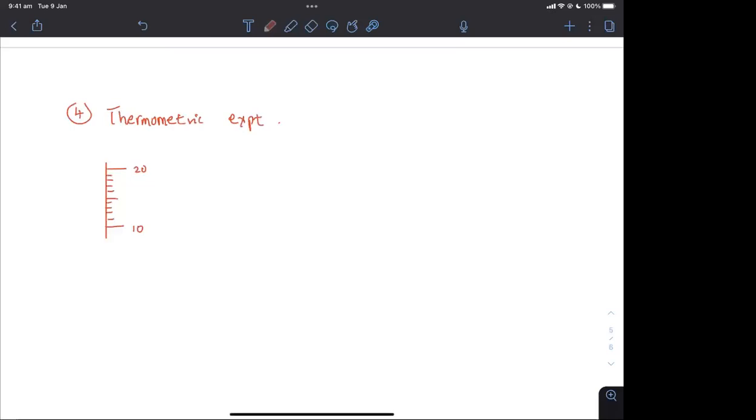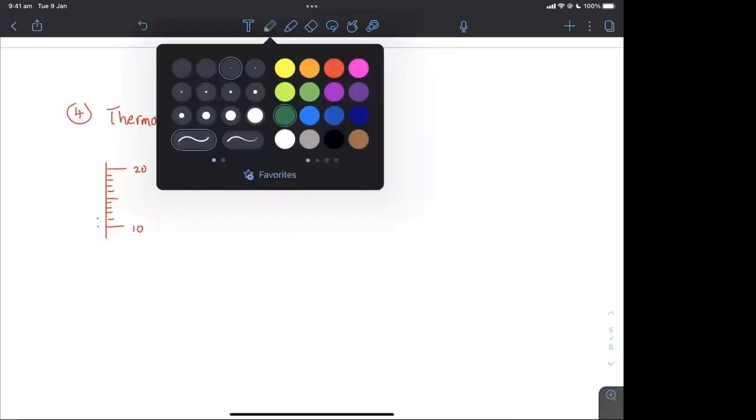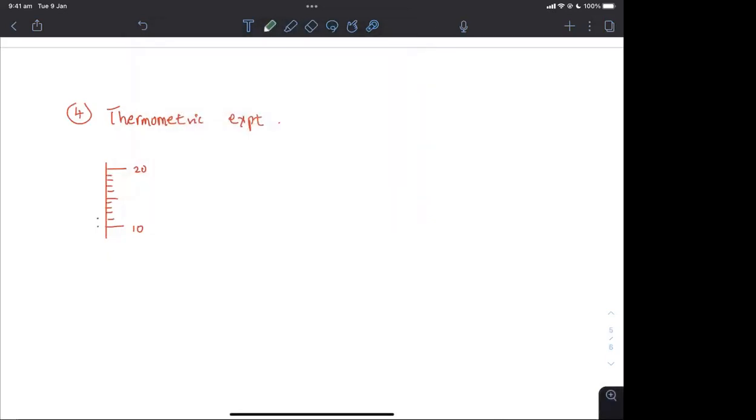So you will see the smallest division. This is 10, and then this will be 11, etc. So what it means is the smallest division is 1 degree Celsius. But then what is the error in a single reading? So I'm going to ask one of you now, what is the error in a single reading on your thermometer that you use in the laboratory?